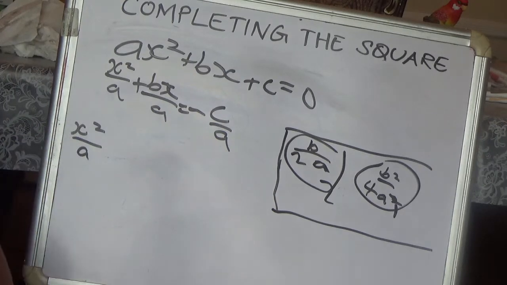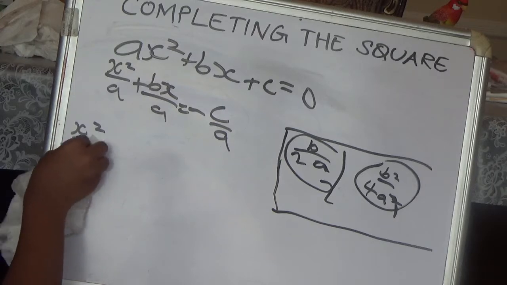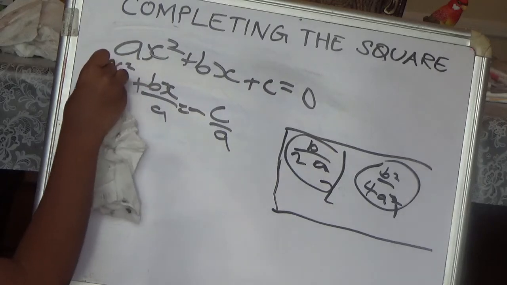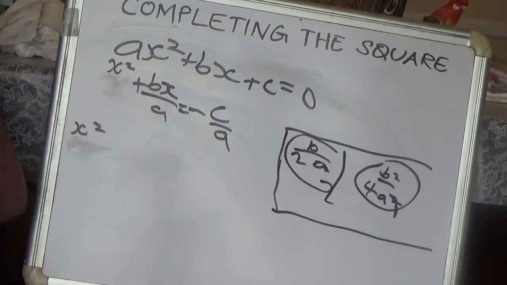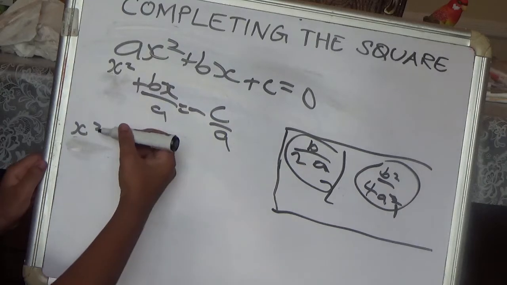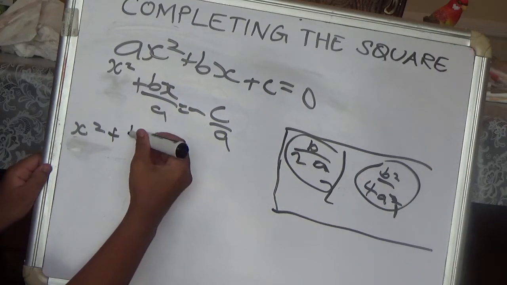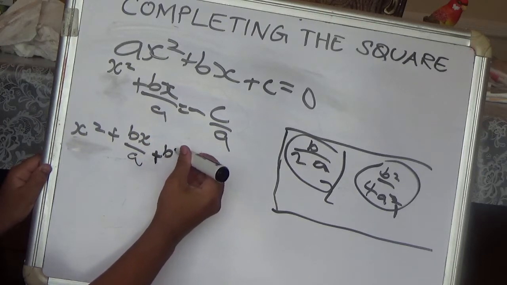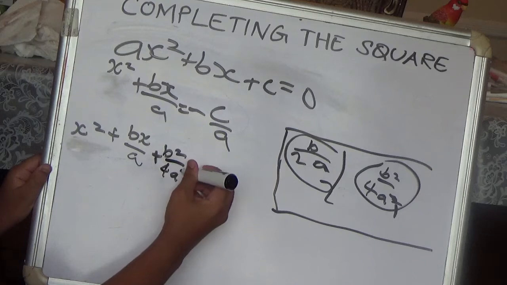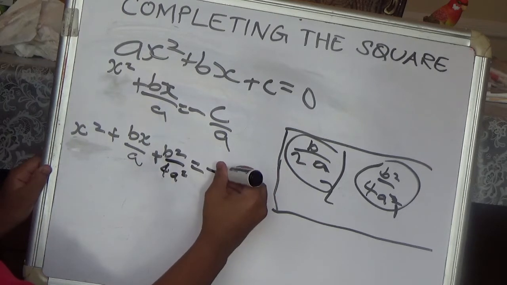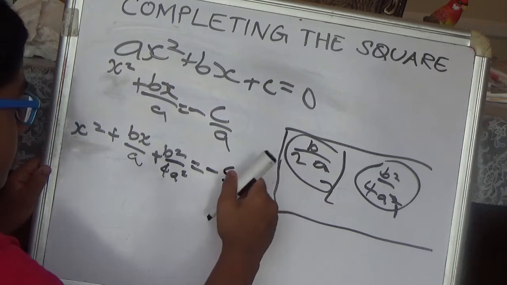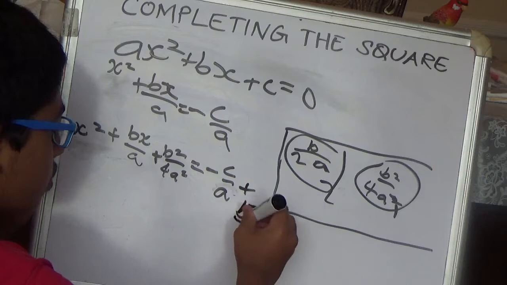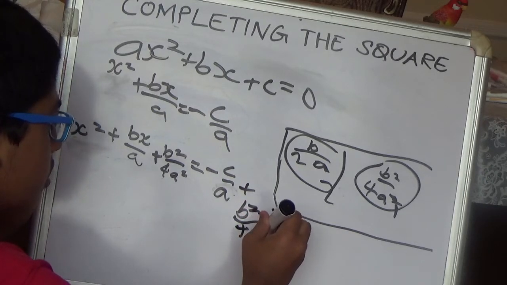Oh wait, I just realized. It's not x squared over a. It was ax squared divided by a. That's just x squared. Sorry. Thought this thing looked weird. Okay, so x squared plus bx over a plus b squared over 4a squared equals negative c over a plus b squared over 4a squared.